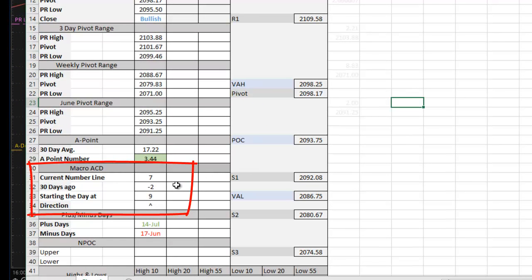Our macro numbers. Today our number line was a 7, after yesterday's trading. 30 days ago was a -2. This -2 is also telling us that we could possibly have a down today. Also, when you take away this -2, essentially you're adding 2 to this 7. So we start the day off at a +9. So we've gone from 0 to +9. You have to stay at +9 for 2 consecutive days.